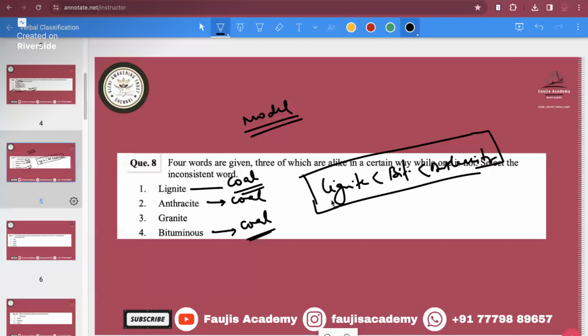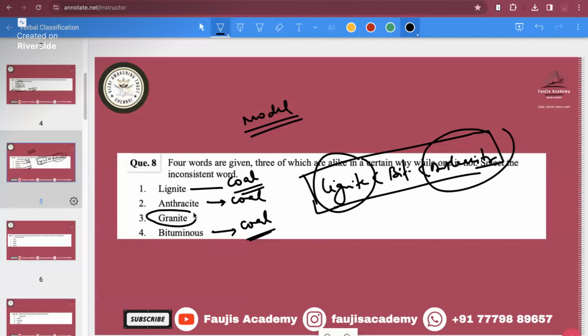Which one is the hardest one? Which one is of the best quality? Anthracite. Which one is the worst quality? Not worst, kind of lower quality as compared to that of anthracite will be your lignite. So what is your answer over here? What is the answer, guys?